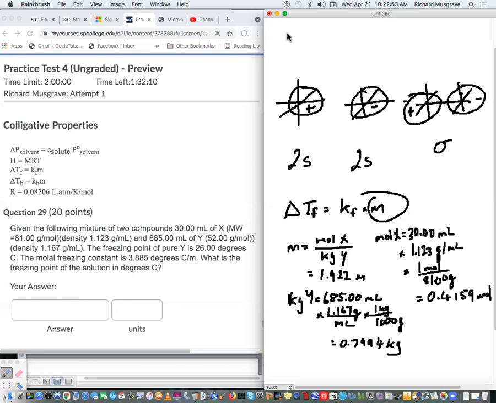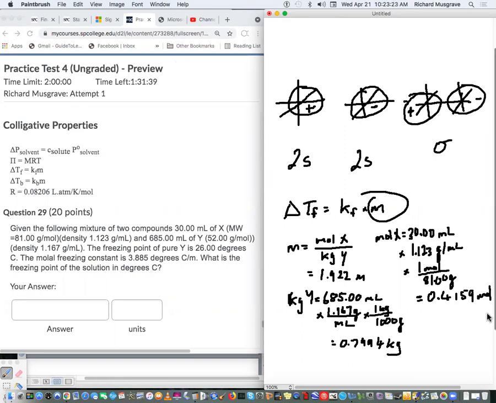All right, how do we feel about the molality? How do you feel about the molality? We're not done with the problem yet. 5, 4, 3, 2, 1, 0. Okay. And any questions so far?